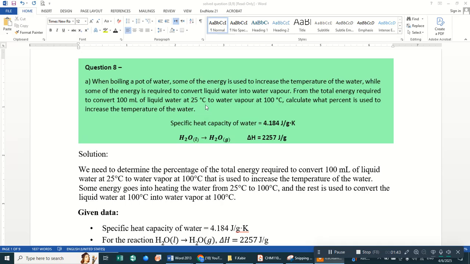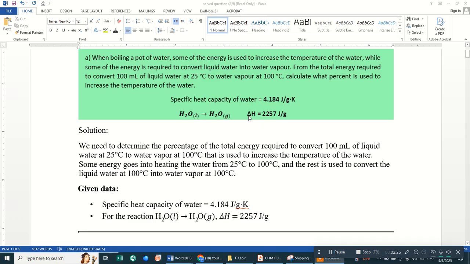The second part of this heat is used basically to change the phase of liquid water into the vapors, or the gaseous phase. It means we need to calculate two types of energies. First, the energy related to increasing the temperature. Second, the energy used to change the phase of the liquid water into the vapors.